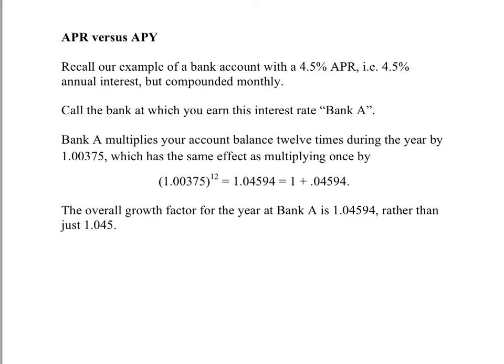It multiplies your account balance by the 1 month growth factor we computed earlier of 1.00375. The effect of this over an entire year, that is, the effect of 12 separate multiplications by 1.00375, is equivalent to 1 multiplication by 1.04594. That is, the yearly growth factor, the 1 year growth factor, is 1 plus this 0.04594, which means that the effect of this monthly compounding is that the overall 1 year growth factor is greater than what it would have been if there had been no compounding at all.